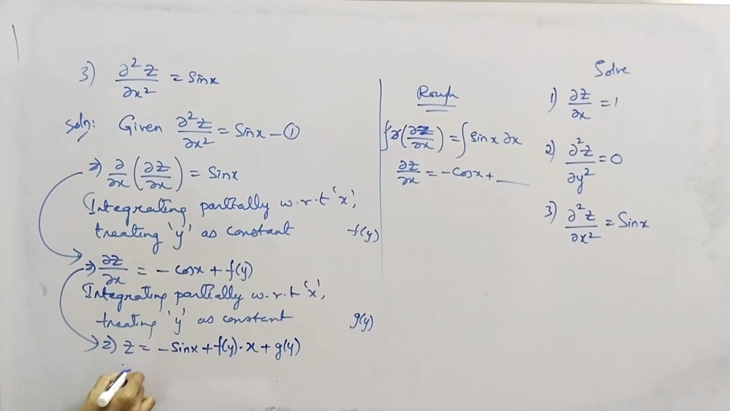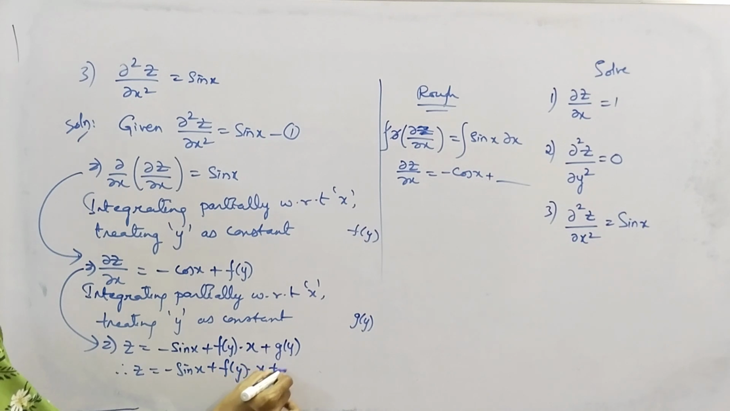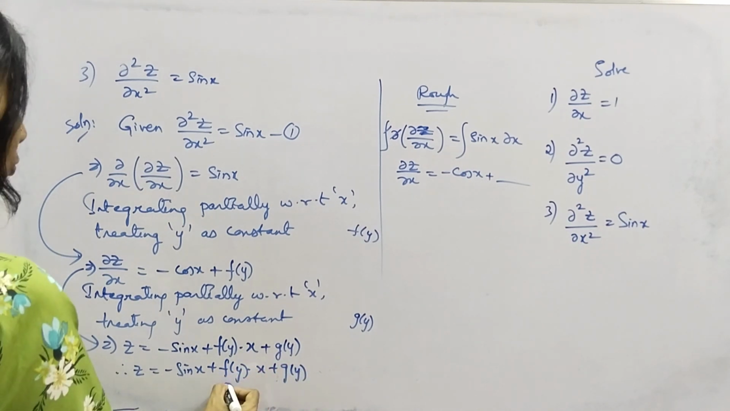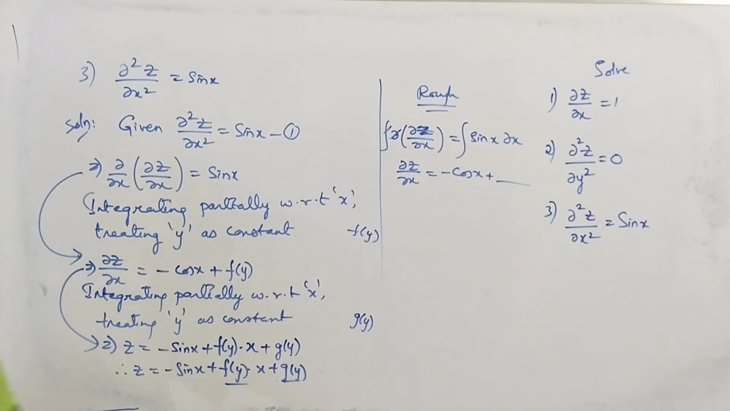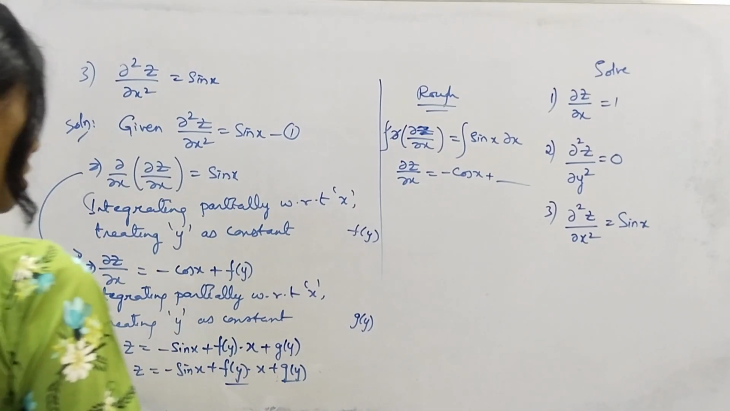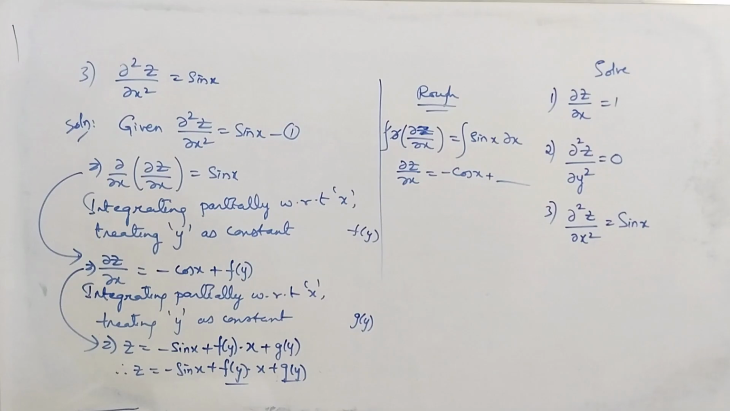So therefore z equal to minus sin x plus f of y into x plus g of y is the solution to the problem, where f of y and g of y are arbitrary functions, right?